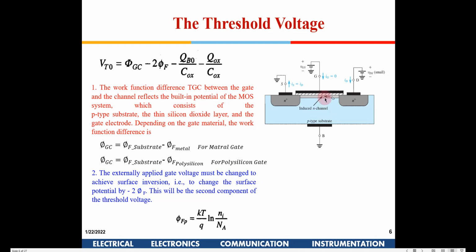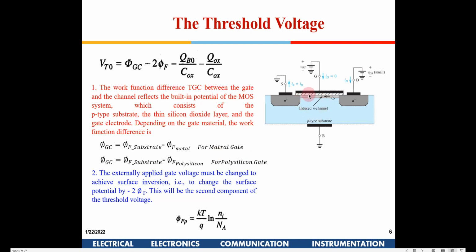So now we have that additional work we need to do to drive those holes back, right? That additional work, or additional voltage, is represented by phi GC, and the formula for that is the Fermi level work function of the substrate minus metal. If you are using a polysilicon gate, then it will be substrate minus polysilicon.